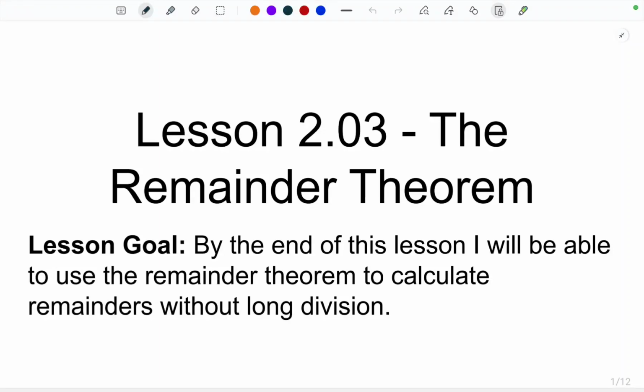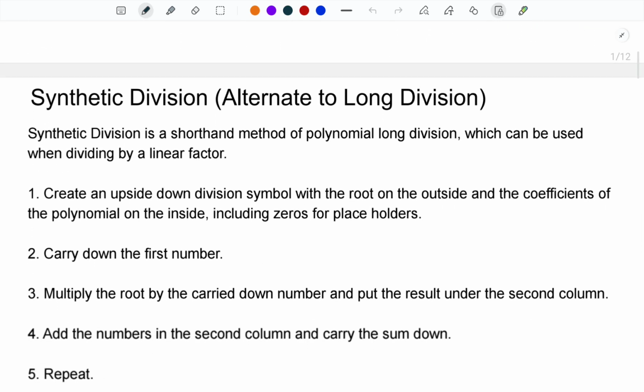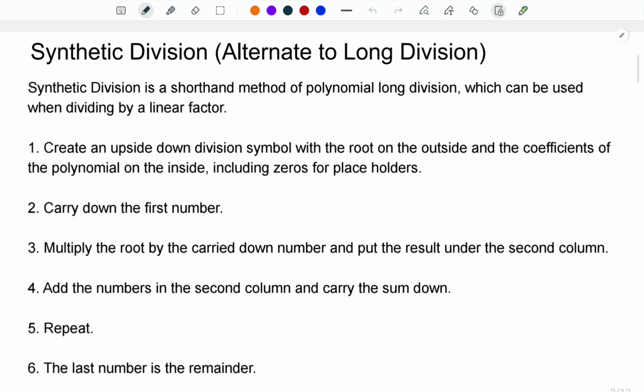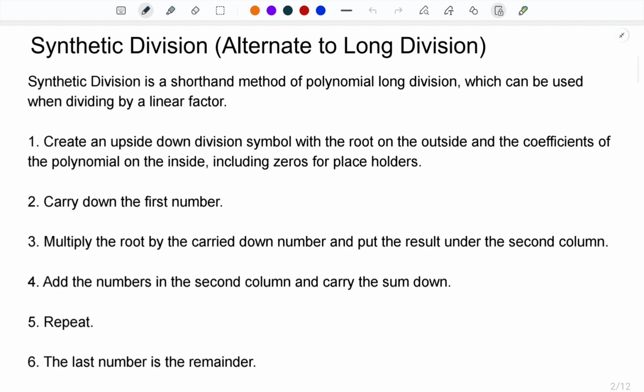All right, let's take a look at the remainder theorem. And we're also going to do a little bit more division in this as well. So yeah, we'll look at both things. So first we're going to look at division. We're going to look at this thing called synthetic division. There's a bunch of instructions here, but we'll just go through it step by step.